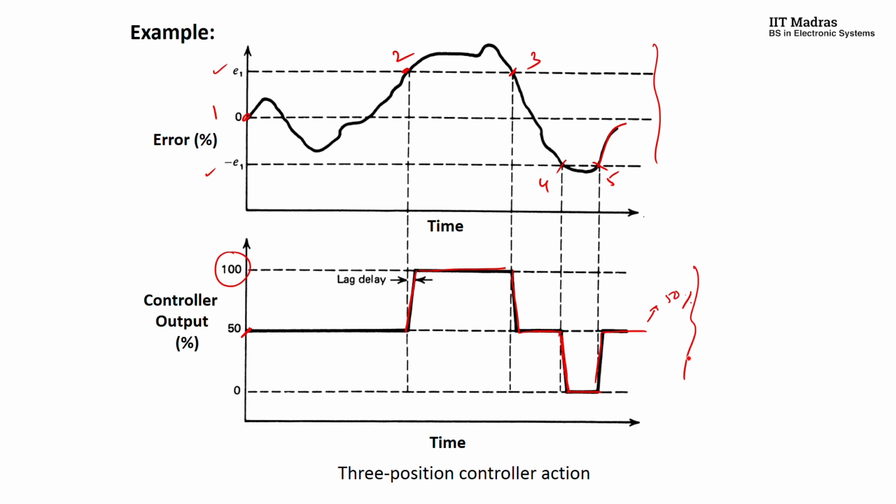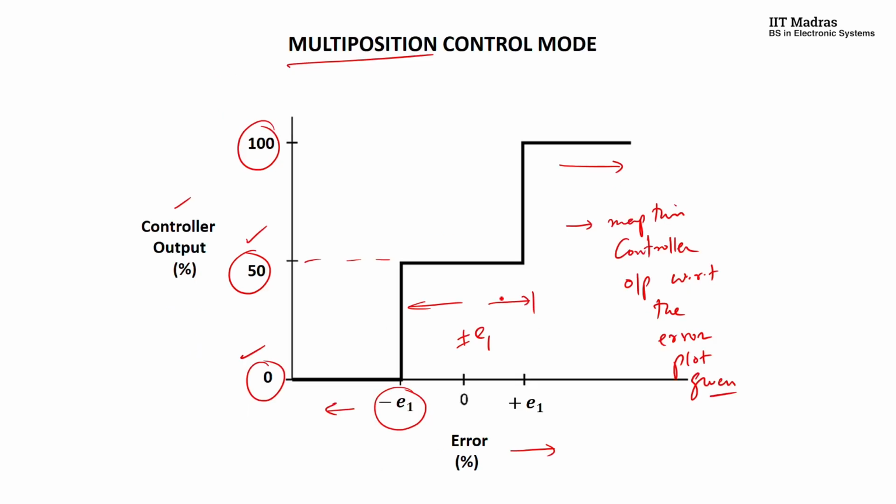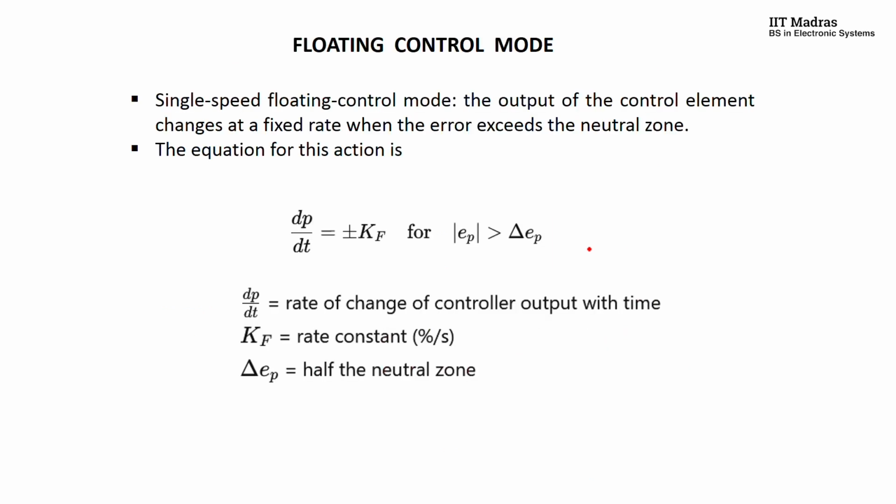So if the controller has some delays, you need to show it with a ramp so that the output is reached with a small time delay of delta t, okay. This could be called a delay time or lag or whatever it is, okay. So you could have called it a lag or a delay and so on, okay. So this is all about the multi-position control mode, okay.